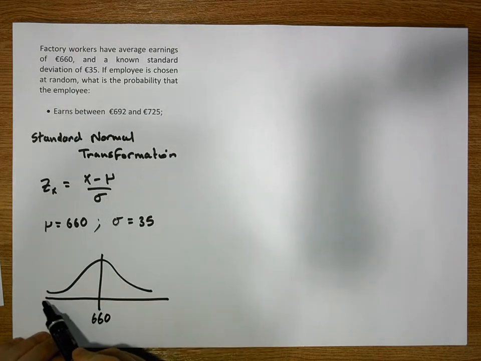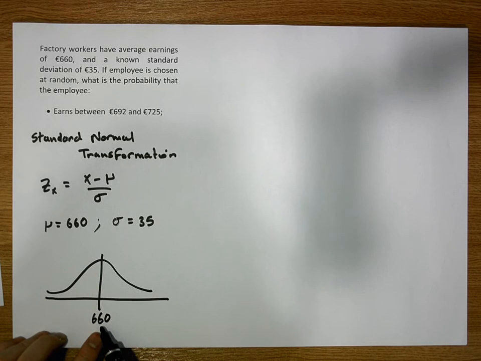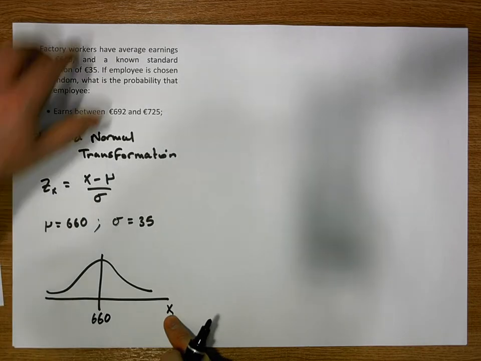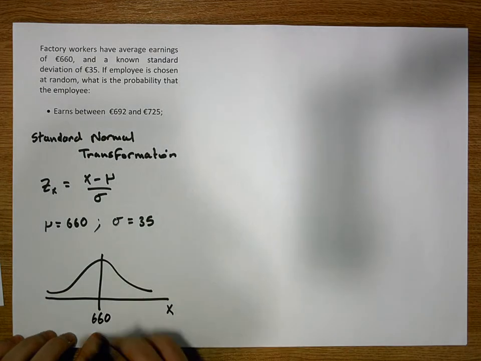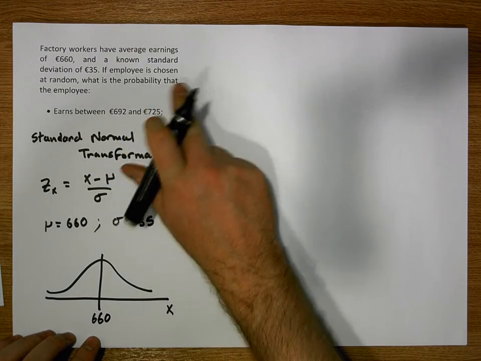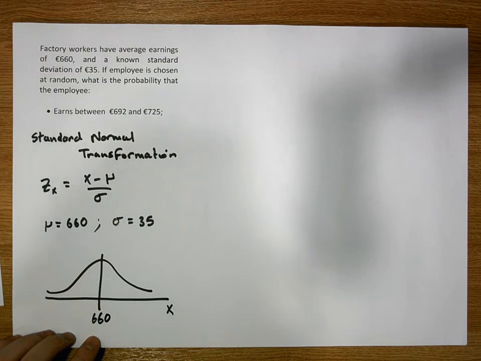And all observations, all factory worker earnings, are listed along this horizontal axis. This 660 here represents factory workers that earn 660 euros. So all of these earnings are along here, so this axis represents our x-axis, where x is the variable associated with factory worker earnings. Now what we're interested in is, we randomly select somebody from this population. We're being asked what is the probability that the employee randomly selected earns between 692 euros and 725 euros.